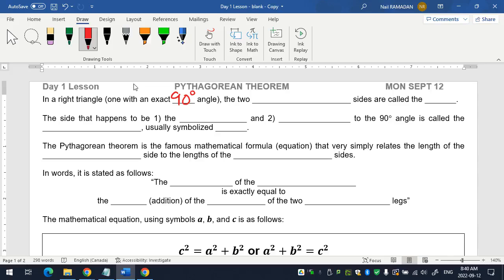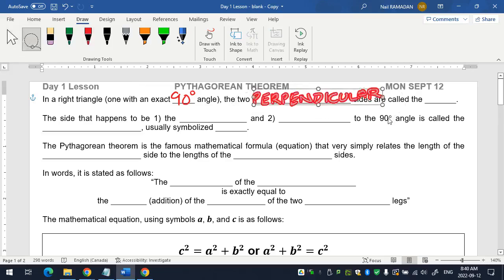So perpendicular, I always misspelled it until I remembered that there's a pen, P-E-N, in it. It's a long word, my bad. The good news about this app is that you can squeeze the word. Perpendicular, okay?